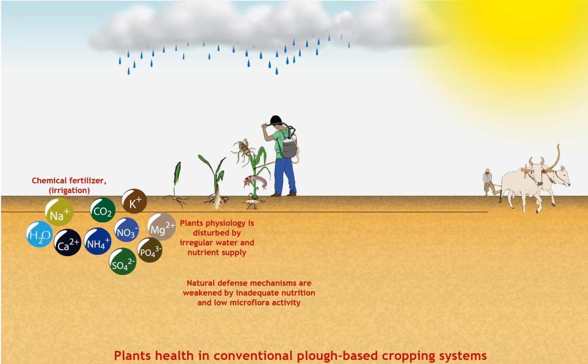The use of pesticides and fungicides allows a temporary control of pests, but in the end, it makes the pest problem even worse. Crop physiology is further disturbed by the use of chemicals, making them more vulnerable to pest attacks.